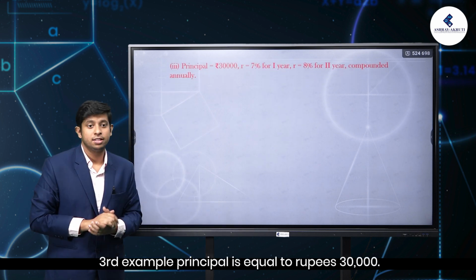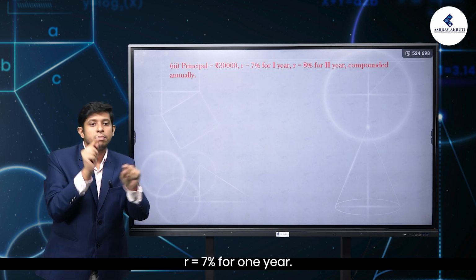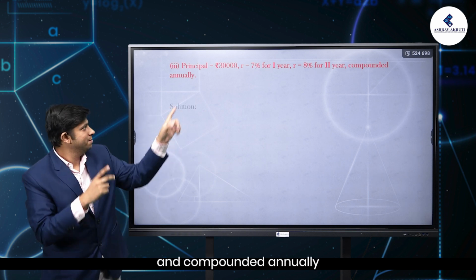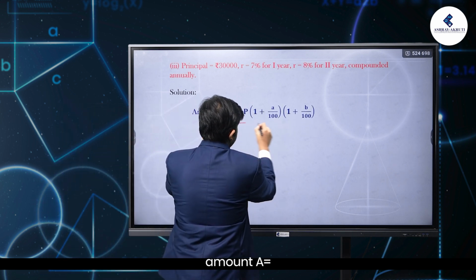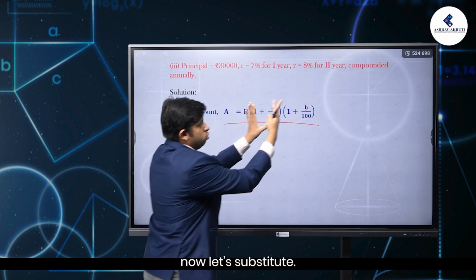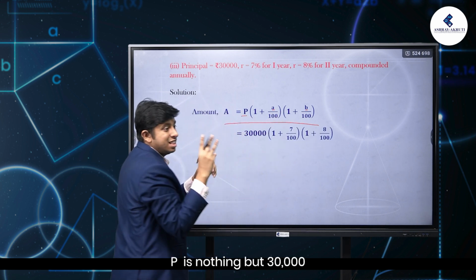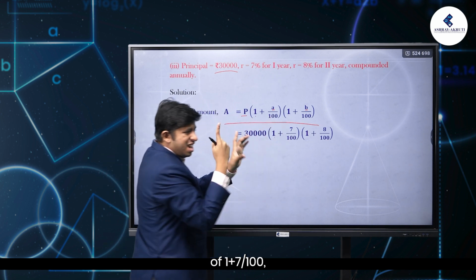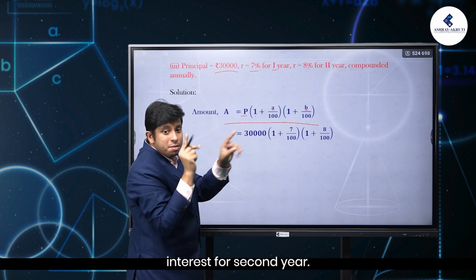Third example, principal is equal to rupees 30,000, R is equal to 7% for 1 year, R is equal to 8% for 2 years, and compounded annually. Solution. As per the formula, amount A is equal to P of 1 plus a by 100 into 1 plus b by 100. Now let's substitute the values. P is nothing but 30,000 of 1 plus 7 by 100, which is the rate of interest for the first year, and 1 plus 8 by 100, which is the rate of interest for the second year.